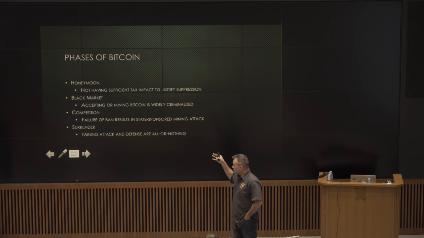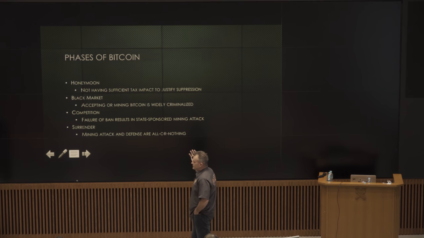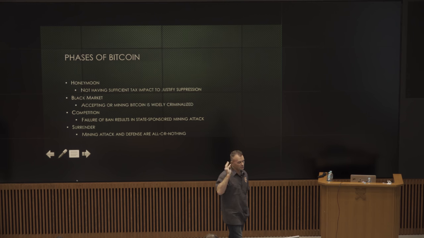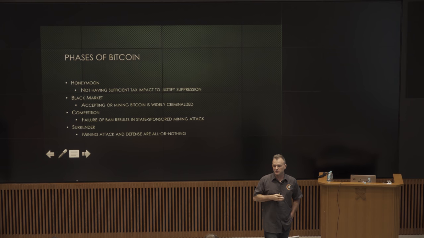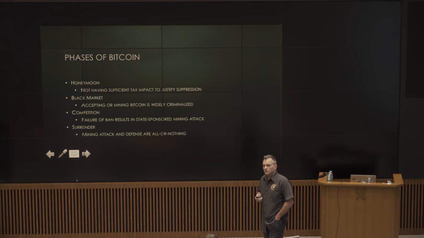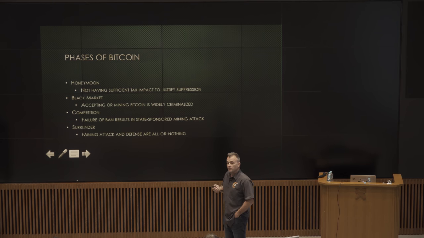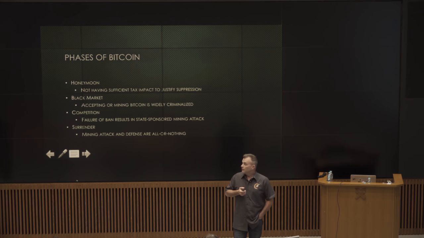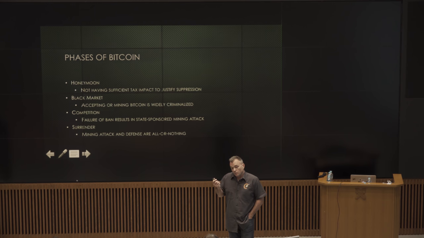So quickly, four phases. Honeymoon phase: it's not having enough of an impact on taxation for the state to care. And I'll talk more about the generalization of the state later because it's always a question. But they don't care. So yes, there are regulatory controls that apply to all financial stuff that kind of apply to Bitcoin, but it's not under attack by the state. Not really anywhere.